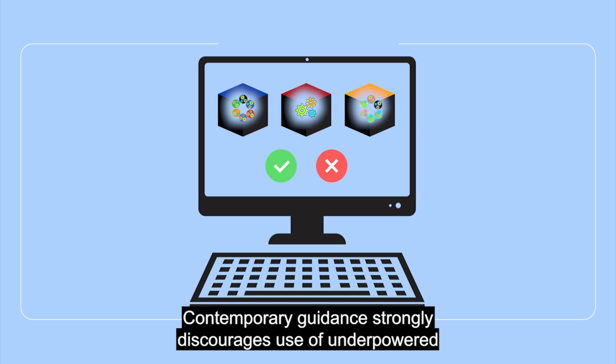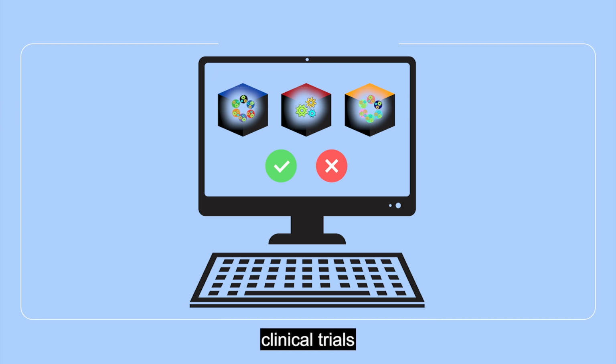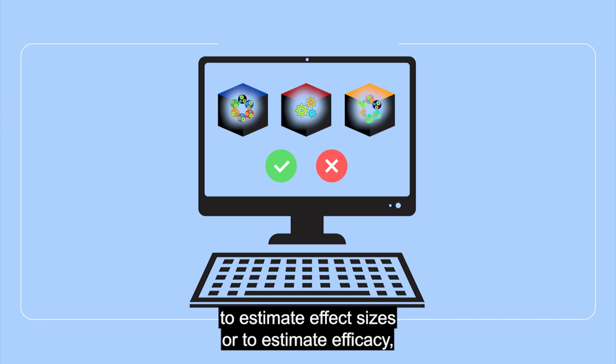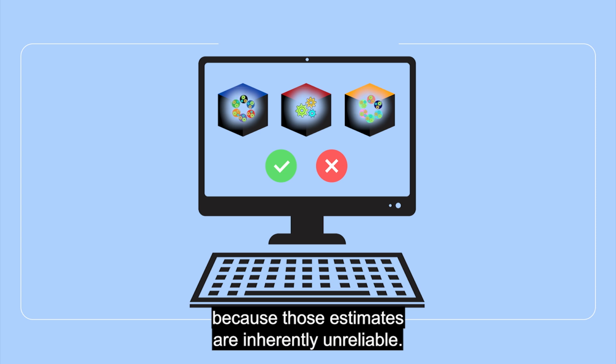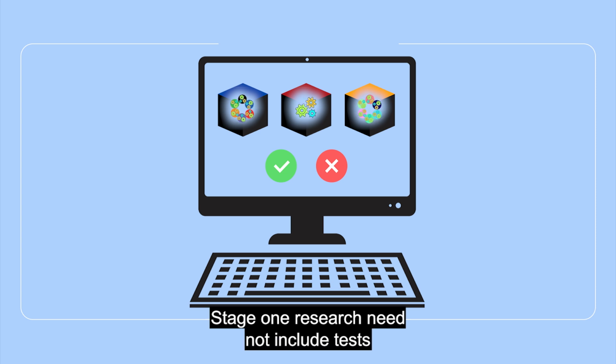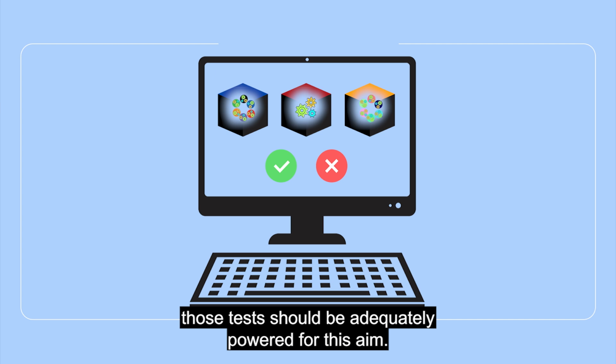Contemporary guidance strongly discourages use of underpowered clinical trials to estimate effect sizes or to estimate efficacy, because those estimates are inherently unreliable. Stage 1 research need not include tests of intervention effects, but if it does, those tests should be adequately powered for this aim.